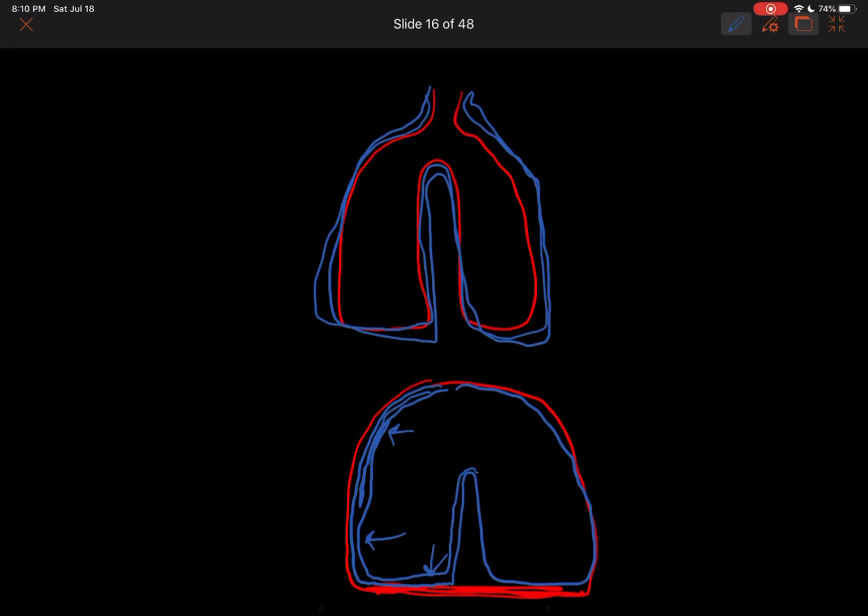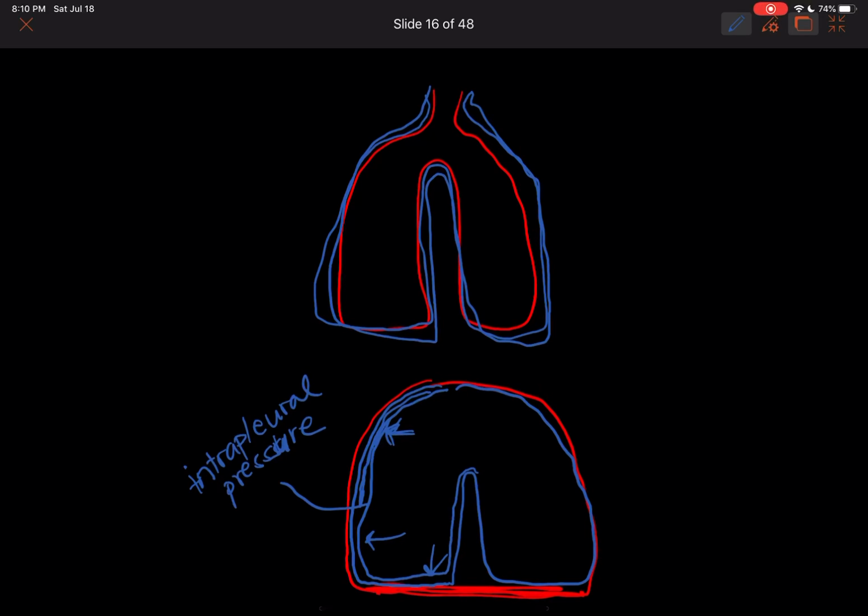And there's actually a term for this. It's called intrapleural pressure. But I decided to not talk too much about that because it gets confusing. Just understand that there is an intrapleural pressure between the two pleural layers that allows for that suction of your lungs to be pulled this way.